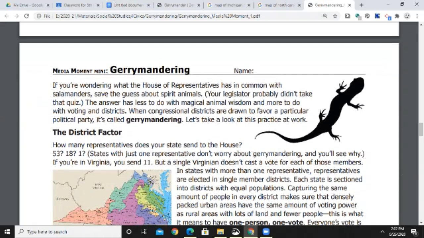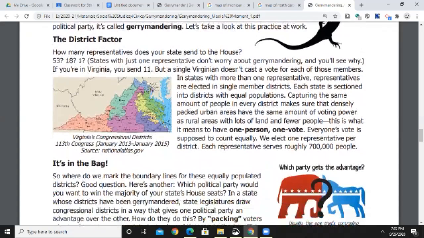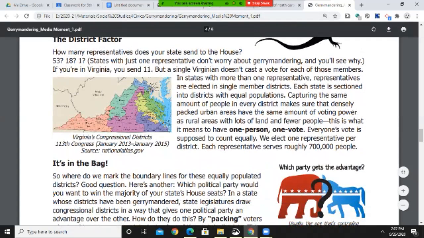Let's take a look at how this practice works. The district factor. How many representatives does your state send to the House? 53, 18, 1? States with just one representative don't worry about gerrymandering, and you'll see why. If you're in Virginia, you send 11, but a single Virginian doesn't cast a vote for each of those members. In states with more than one representative, representatives are elected in single-member districts. Each state is sectioned into districts with equal populations.